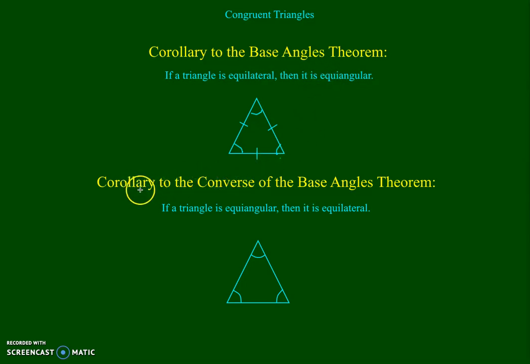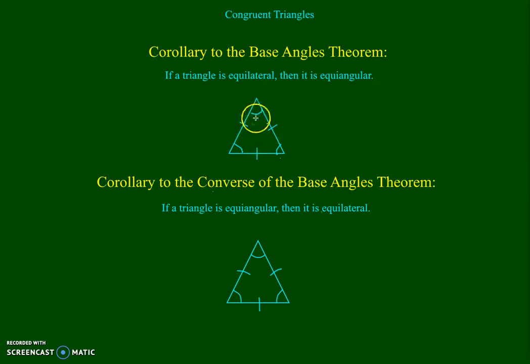And then the nastiest name of all, corollary to the converse of the base angles theorem. This is in essence the reverse of this, or the converse of this. And it says if a triangle is equiangular, then it's equilateral. So the converse of the base angles theorem said, if two angles are congruent, then the sides opposite are congruent. So here again, we have two more angles that are congruent. Therefore, these two sides must be congruent. And we can clearly see now that if the triangle is equiangular, it's also equilateral.